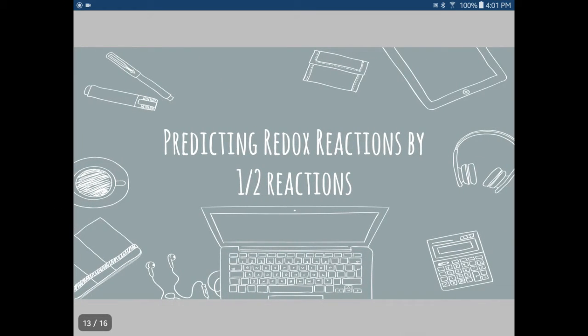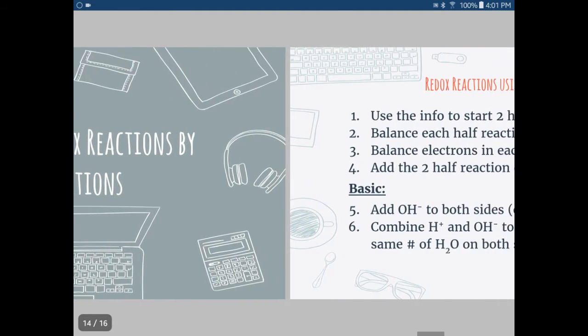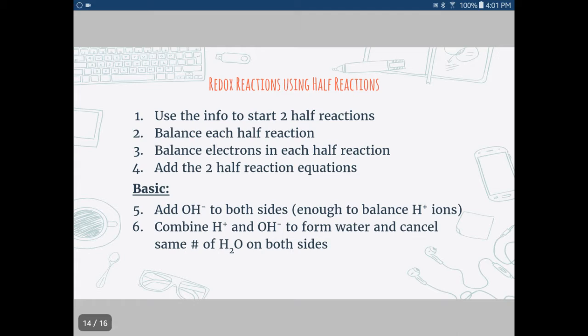Okay, so we're going to take a quick look at a few examples here, predicting redox reactions by half reactions. We're going to use the information to start our half reactions, balance our half reactions, balance electrons, and then add the two half reaction equations.